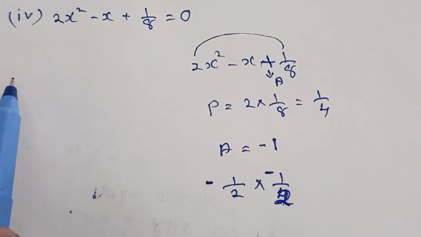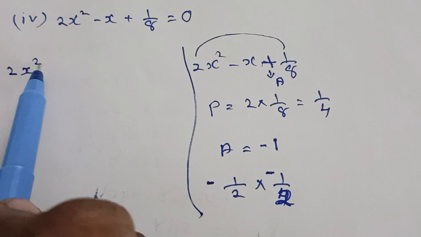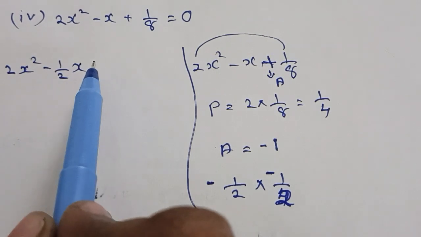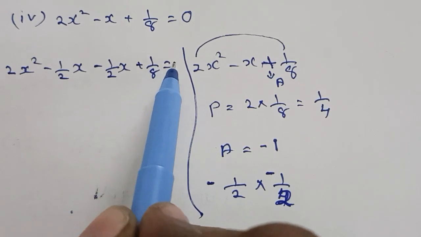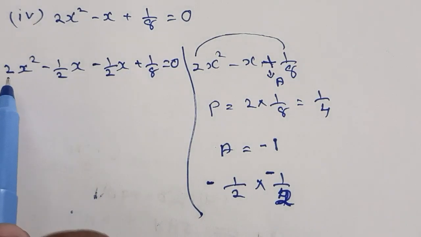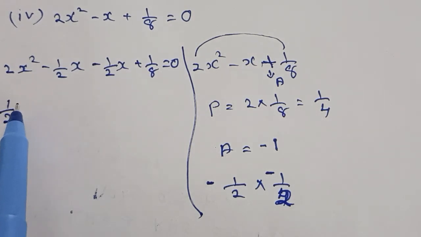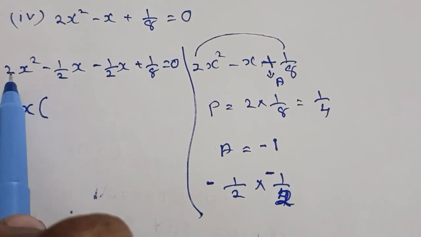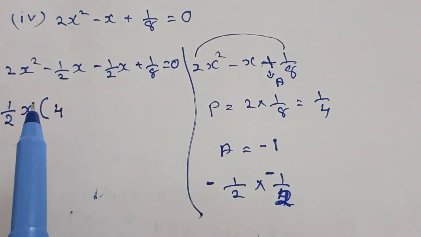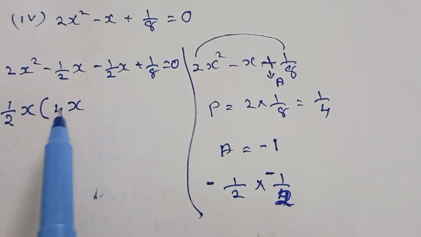Substituting, here we get 2x square minus 1 by 2x minus 1 by 2x plus 1 by 8 equal to 0. Here 2 and 1 by 2. We have to take the smaller one outside, that is 1 by 2, 1 by 2 comes outside. In x square and x, common factor x. Now when you divide, we get here 4, isn't it? Since we are taking 1 by 2 outside, this will become 4. 4 into x, 4x. Check it.